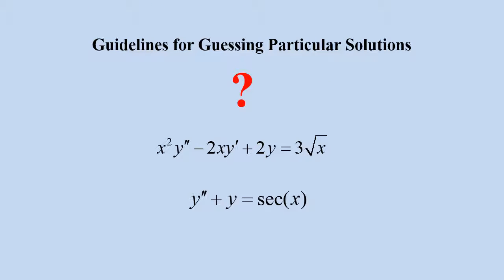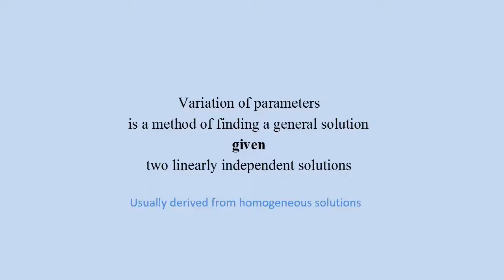But what if our non-homogeneous component was something like this? Those do not fit any of the ones that we were just considering. Now, the technique we're going to take a look at is going to focus on finding the general solution when we know two linearly independent solutions. Usually we can get those from solving the corresponding homogeneous equation.